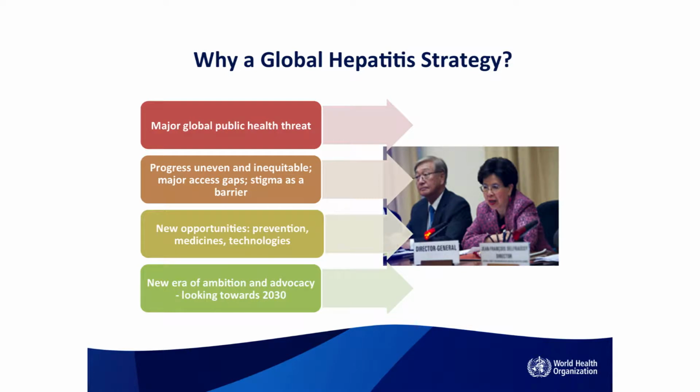I think previous speakers have very well illustrated already that hepatitis, and we all know it, constitutes a major global public health threat. We also have seen in a presentation earlier this afternoon, progress is very uneven and inequitable. We have major access gaps to some of the key interventions, treatment being one, testing being another, some of the prevention interventions, harm reduction, etc. Stigma, we have talked about, social exclusion, and other barriers to those services for a lot of people, but also for certain population groups, key populations.